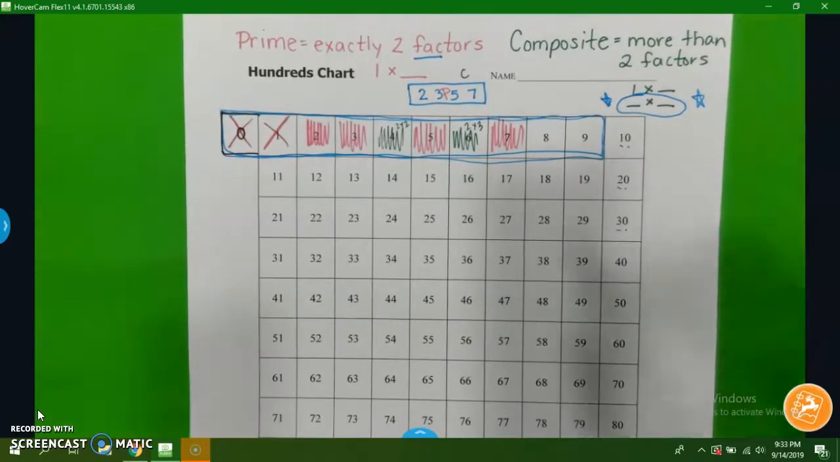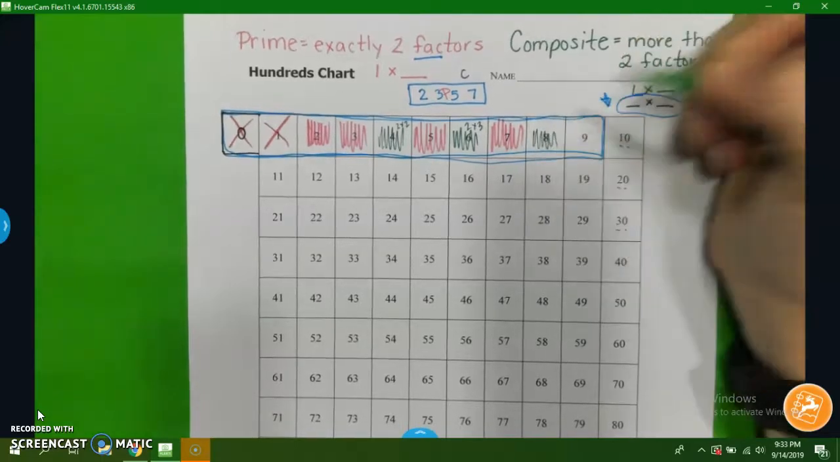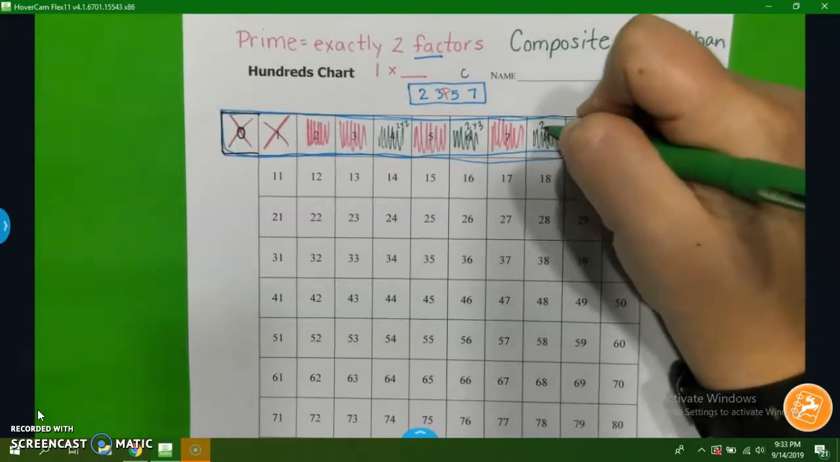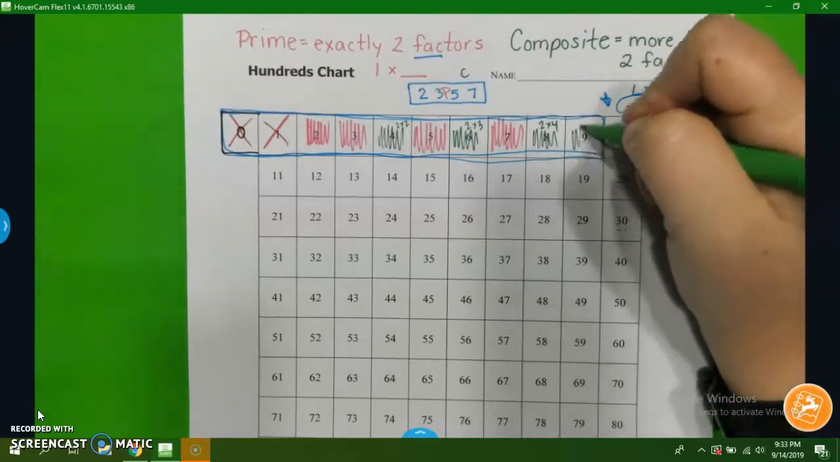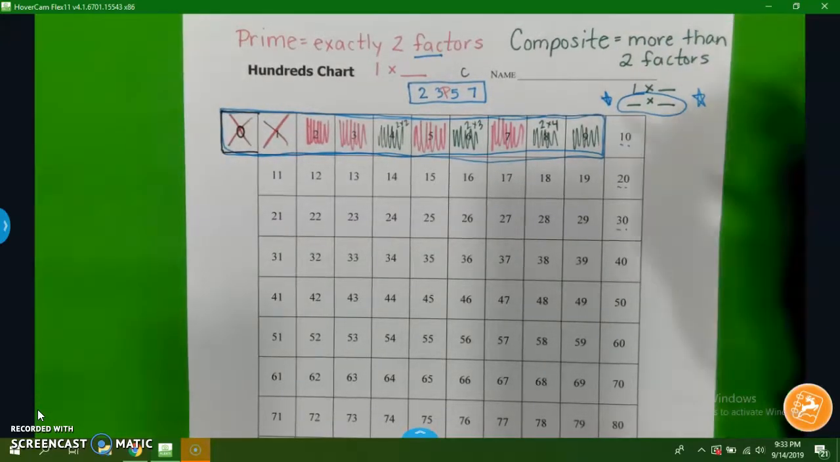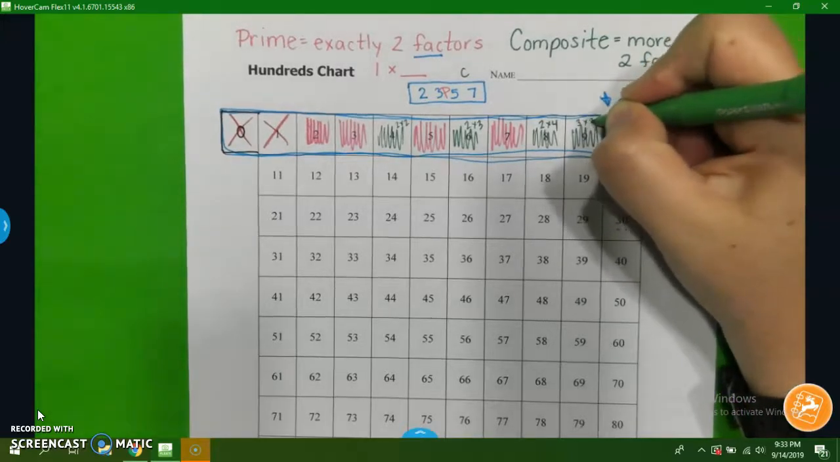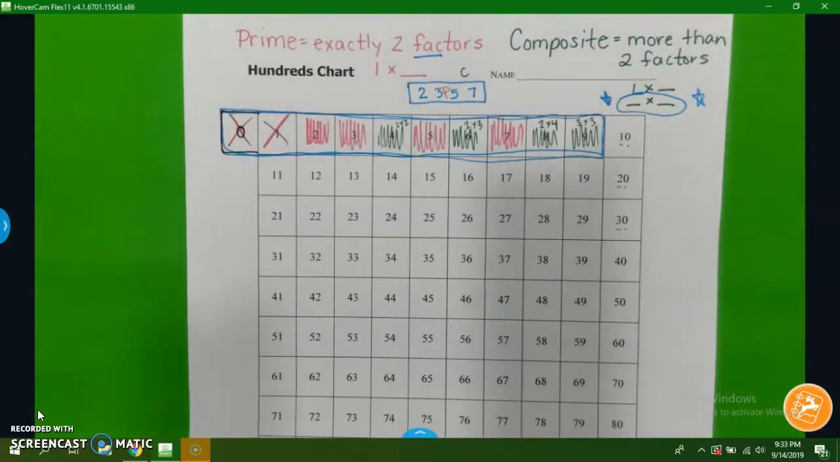8 out of the box, composite. And can you give me a fact? 2 times 4? Good. Alright, 9 out of the box, composite. And can you give me the fact? One everybody forgets? Yep, 3 times 3. Good. Alright, for the rest of these numbers, let's classify them.